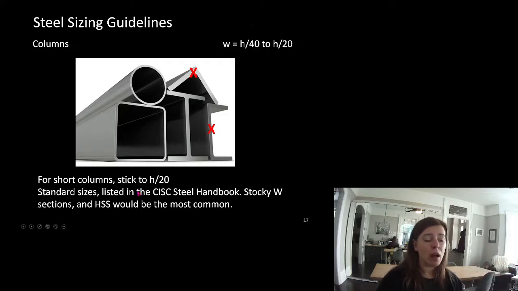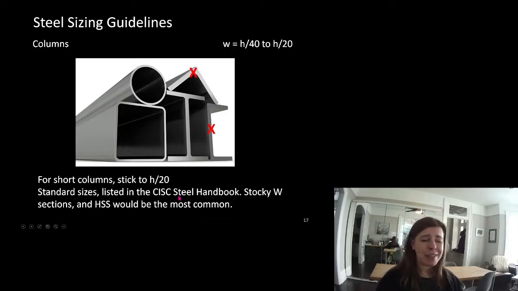So for short columns, I have H divided by 40 to H divided by 20. We are going to be using the H divided by 20. Just don't worry about it. Use H divided by 20 for everything we talk about. Standard sizes are listed in the CISC Steel Handbook. So you've seen that list that I gave you earlier up in the slide. That's going to be what you want to use.